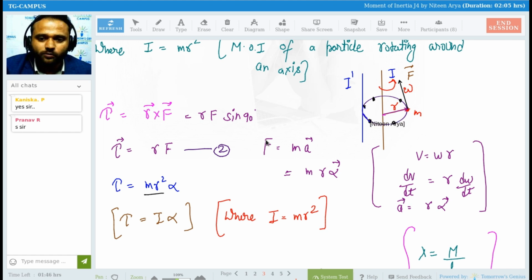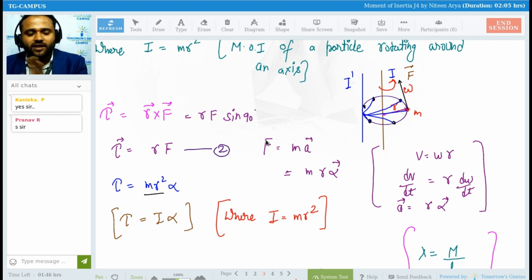For this particle, R is going to be very less. For this particle, R is going to be this, this, this, and this. So the moment I change my axis, the perpendicular distance R changes. And that is the significant thing in moment of inertia, because it has the power 2, m r squared.